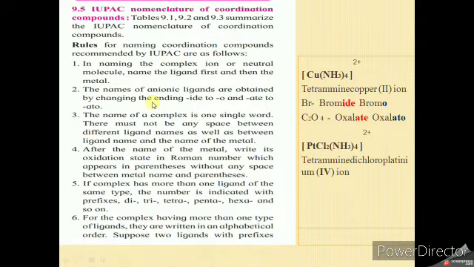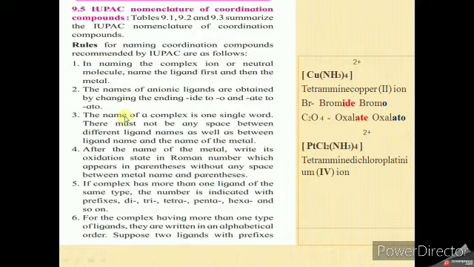Okay, and the second rule is, the names of anionic ligands are obtained by changing the ending IDE to O. So for example, Br minus, that is bromide; IDE replaced by O gives bromo. And ATE is replaced by ATO. So C2O4 2 minus, that is the oxalate ligand, the ending ATE is replaced by ATO.